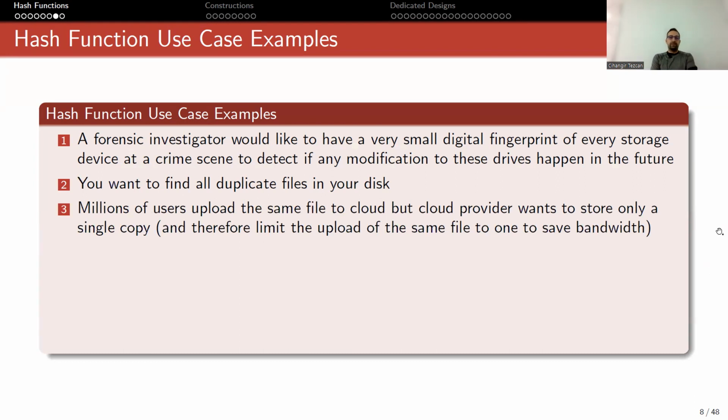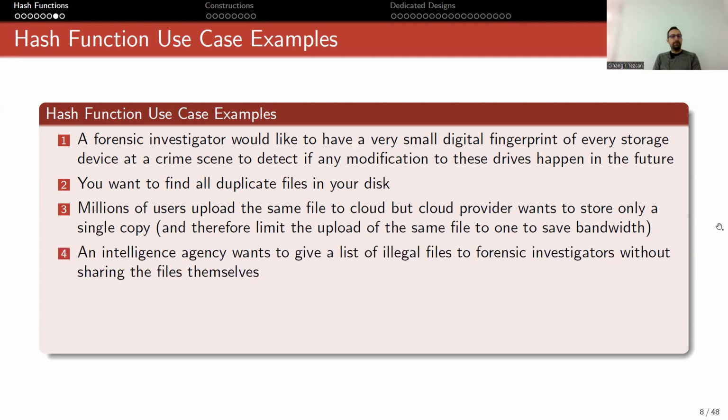Another case is actually how the cloud works. Dropbox, Google Drive or Gmail work like this. Millions of users upload the same file to the cloud, but the cloud provider wants to store only a single copy and therefore limit the upload of the same file to save bandwidth. So this way they just check the hash of the file. If two users upload it, only one copy is stored, and they only store who can access that file or not. So without hash functions, we couldn't have this kind of cloud services anyway. Also, we couldn't have any blockchain technology or cryptocurrencies.